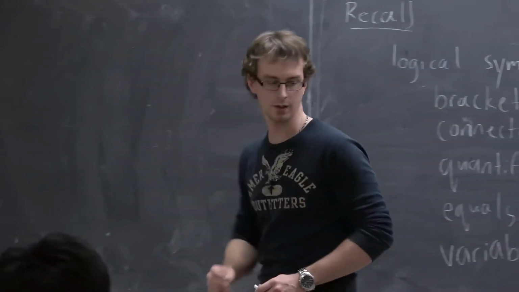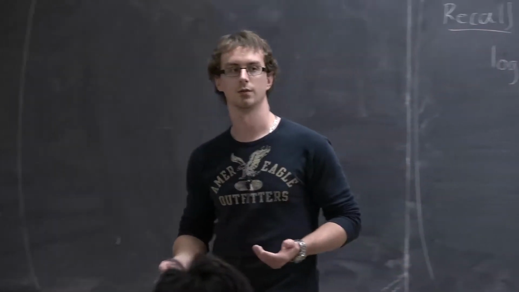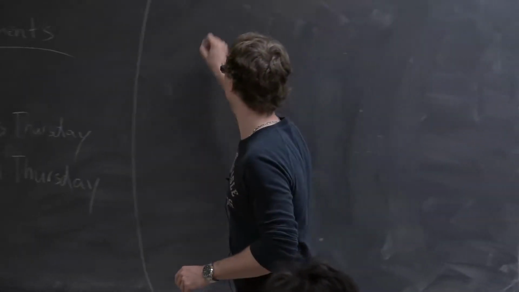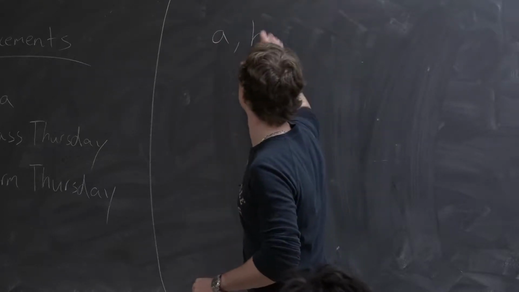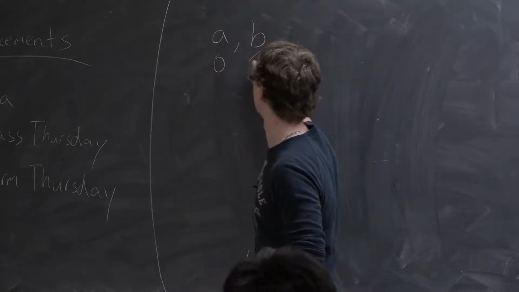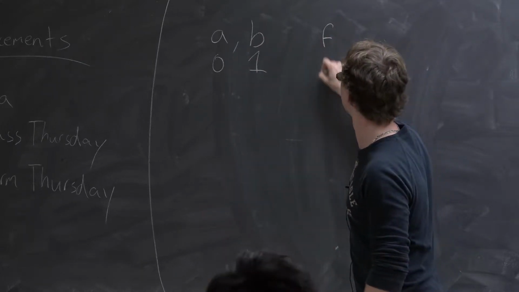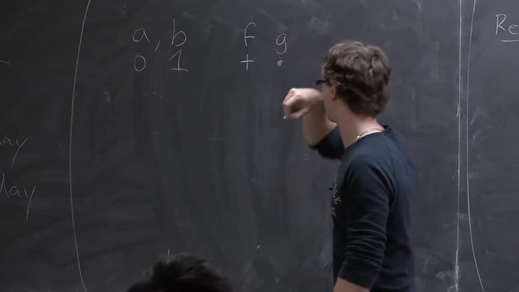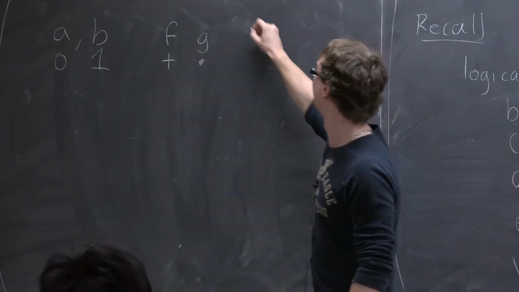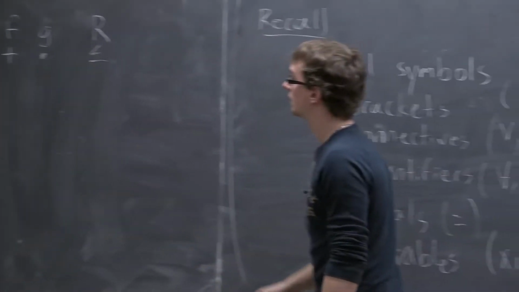Right, so let's say we're talking about the language for number theory again. In the language for number theory, we had constants a and b, and those stood for 0 and 1 respectively. We also had the function f that was doing addition. We had g that was doing multiplication. And what else? We had r that was doing less than or equals.